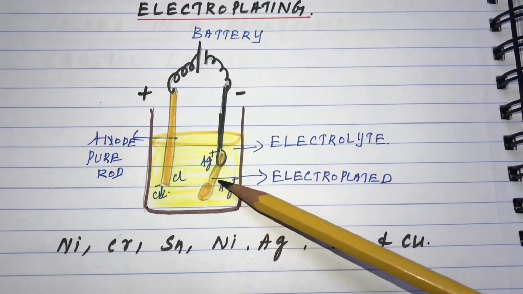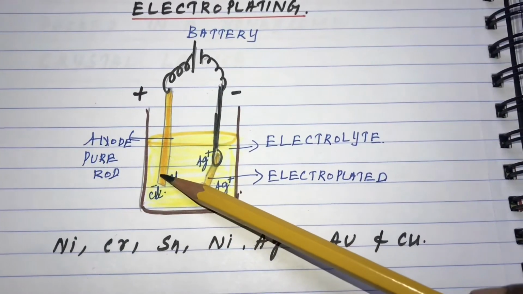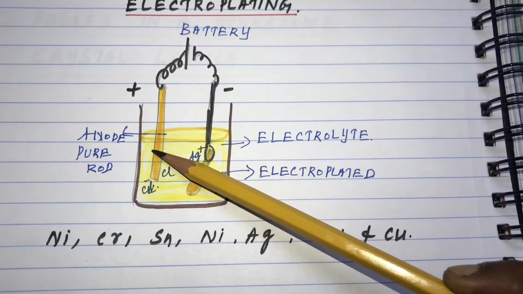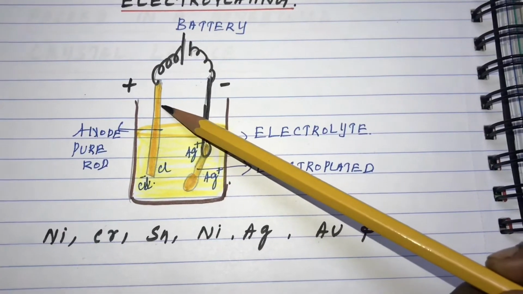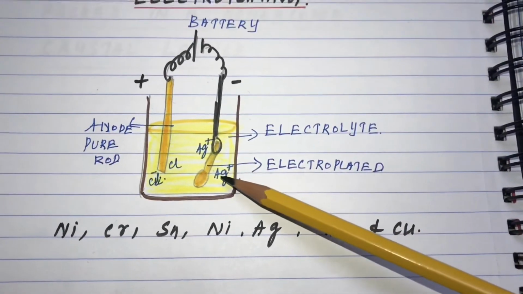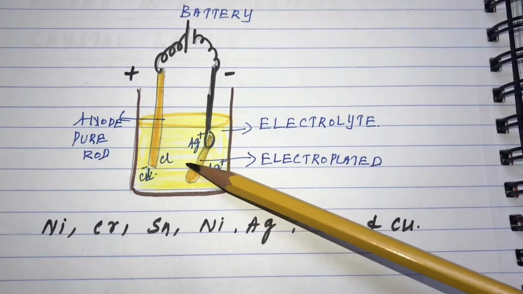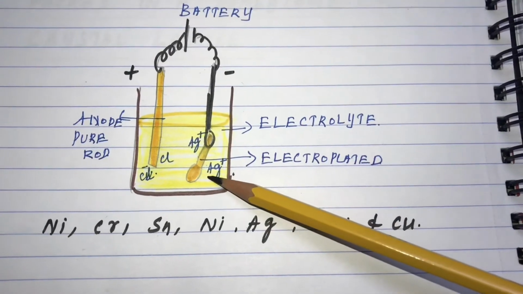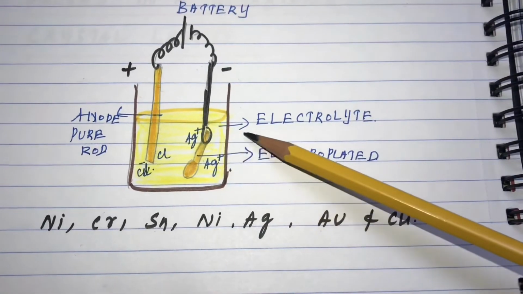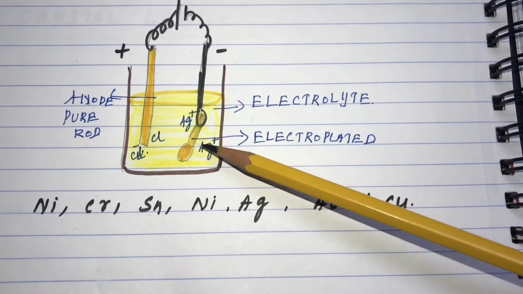Here the article to be coated is taken as the negative plate, and the pure metal used for coating is taken as the positive plate. The pure metal rod is taken as the anode, and the article to be coated is taken as the cathode. The respective metallic salt solution of that pure metal is taken as the electrolyte. For example, if you are going to coat gold, acidified gold chloride, gold chloride mixed with acid, is taken as the electrolyte, the metallic salt solution.